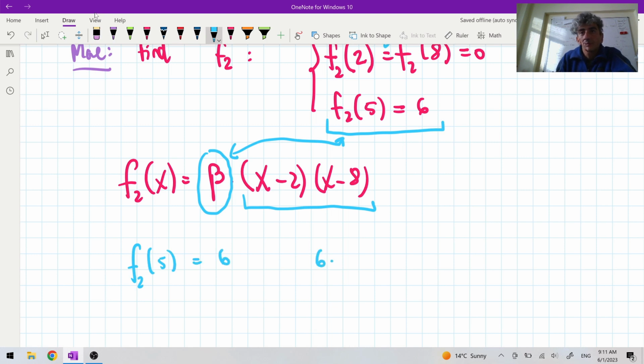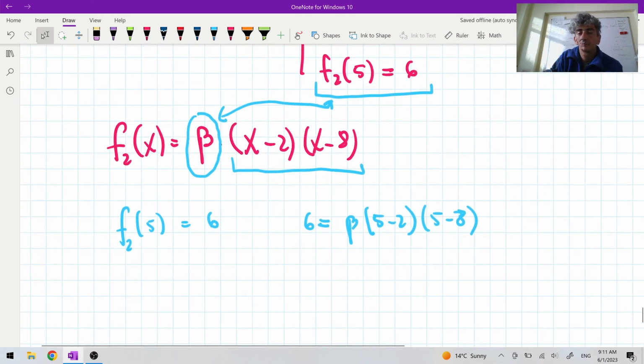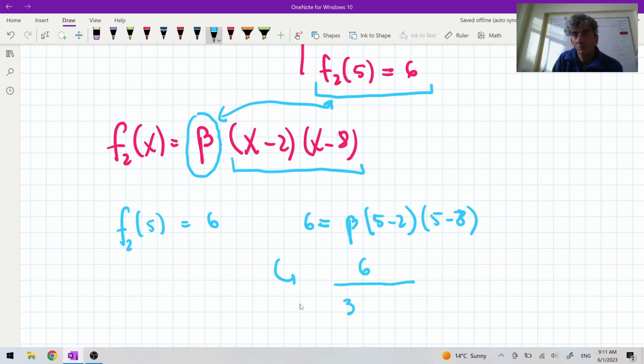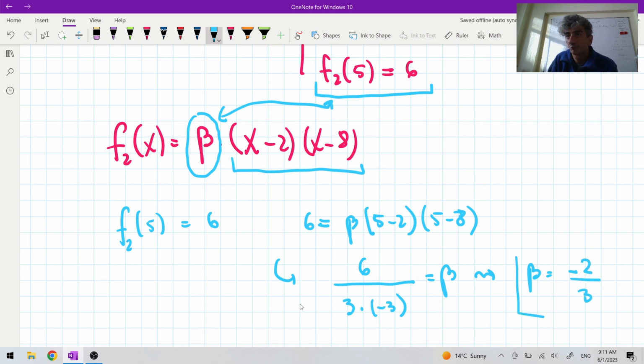So 6 has to be beta times 5 minus 2, 5 minus 8. And what do we get here? Simply we get 6 over 3 times minus 3. That's beta, so minus 2/3. So f2 is completely specified.